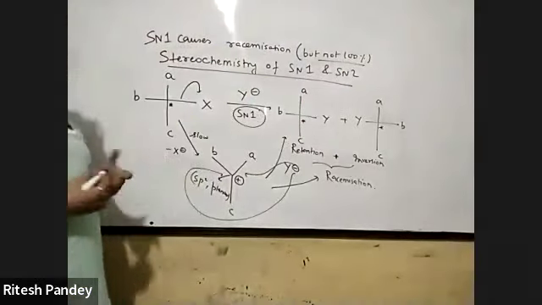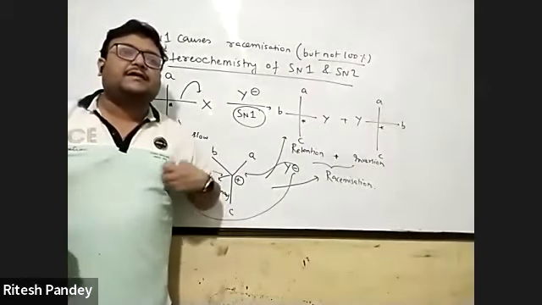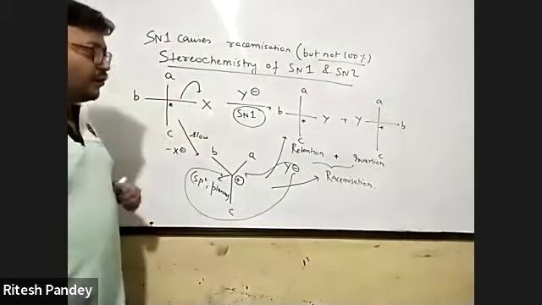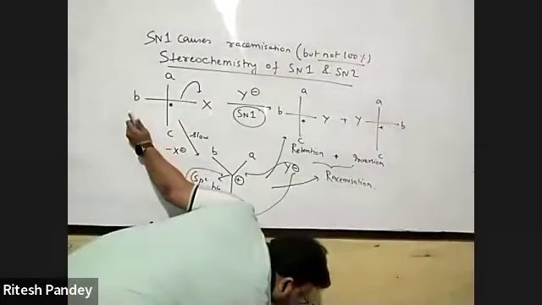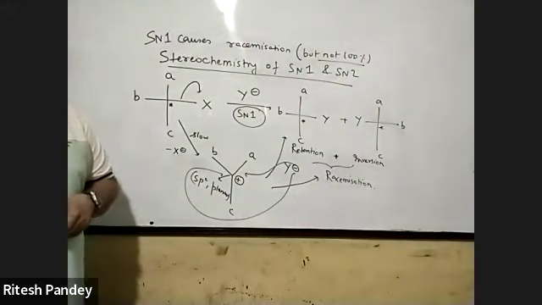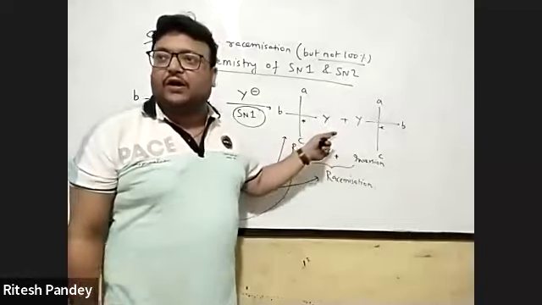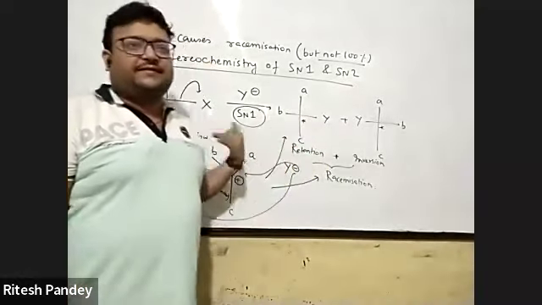What would be a 100% racemic mixture? A 100% racemic mixture will have optical activity 0. And when will that happen? When will the racemization be 100%? Racemization will be 100% when the two are exactly equal, when inversion is equal to retention.